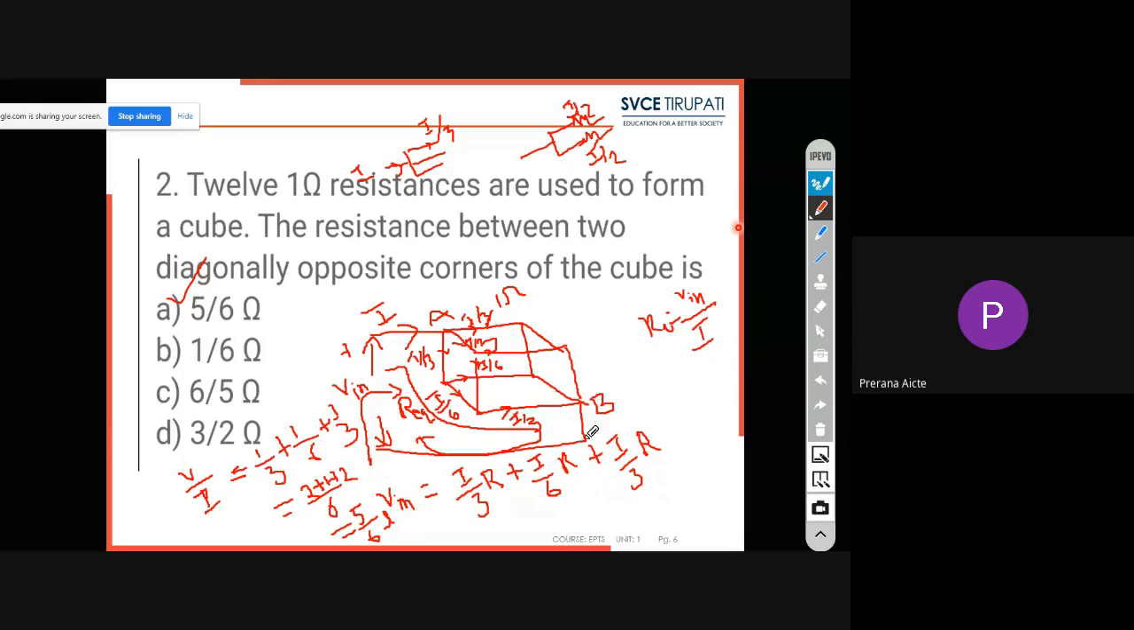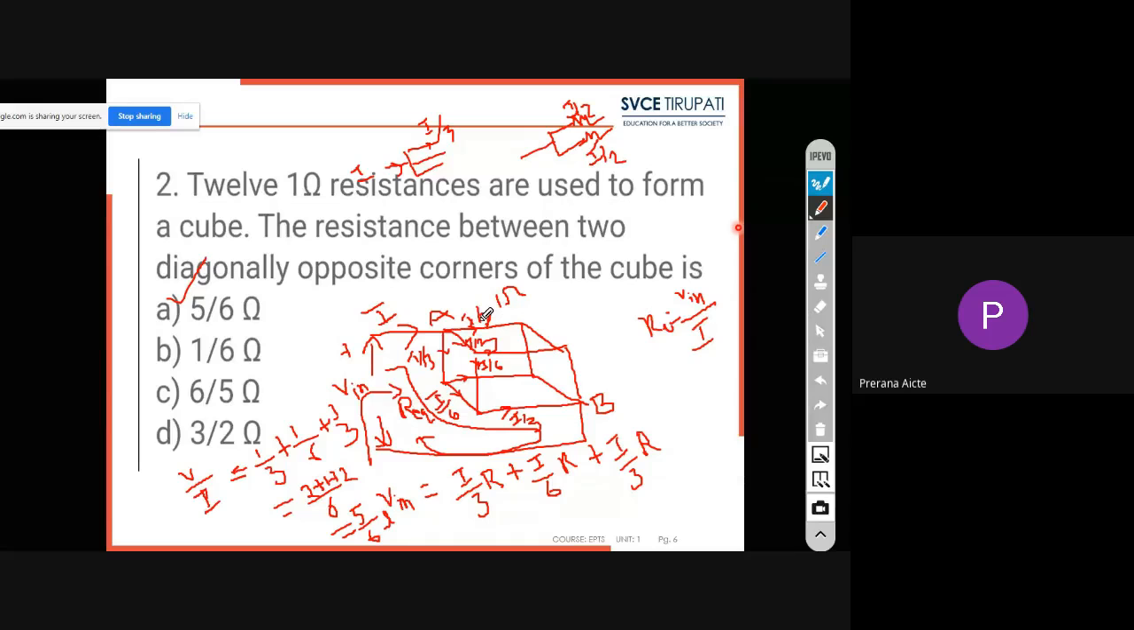I'm writing the two terminals A and B. The voltage across A and B is V in. The current through node A is I. Whatever current is entering this node can be divided into how many parts? Three parts. Each branch has the same resistance, 1 ohm. So let us assume R. What is the current in each branch? I by 3, I by 3, I by 3.